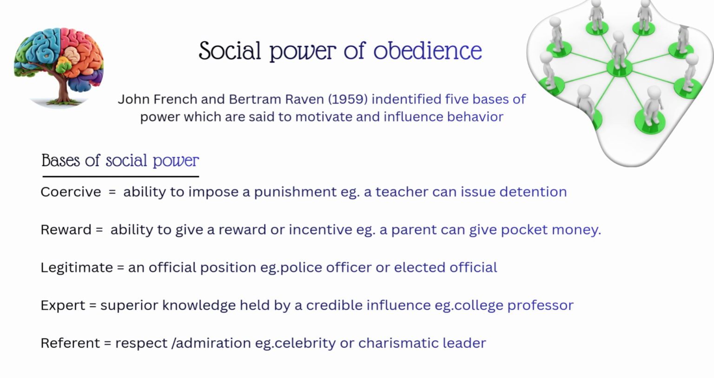Finally, let's talk about the last topic I will be covering today: social power of obedience. John French and Bertram Raven, 1959, identified 5 bases of power, which are said to motivate and influence behavior. So, the 5 bases are coercive power, reward power, legitimate power, expert power, and referent power. I will now state the definitions of each power.